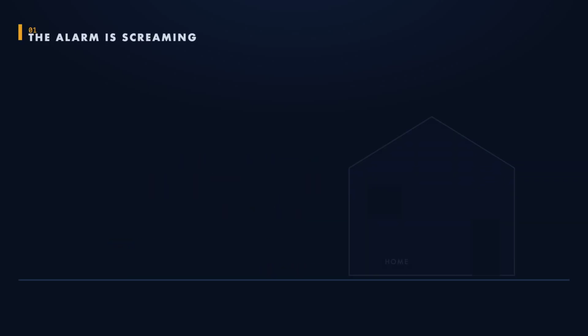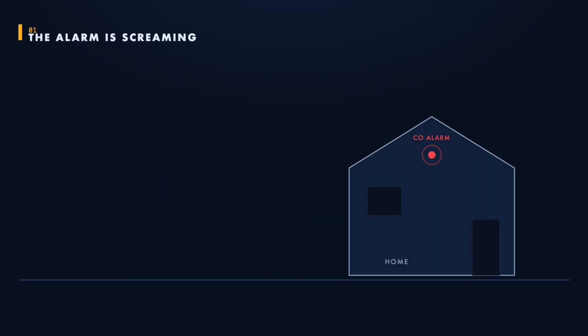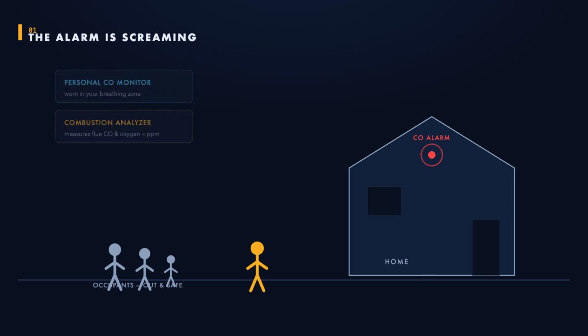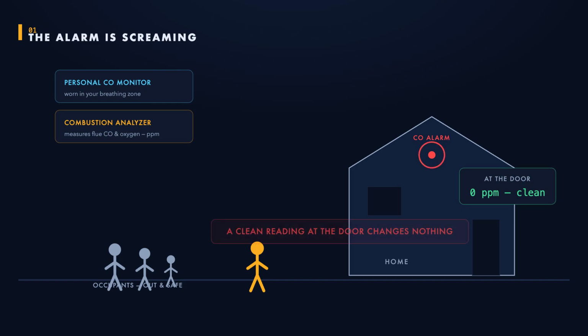The carbon monoxide alarm is screaming. The family's already outside, and they called it in. You arrive with two instruments, a personal monitor clipped in your breathing zone, and a combustion analyzer in your bag. At the door, the air reads clean. That changes nothing. Somewhere inside, an appliance is making carbon monoxide, and your job is to find it.